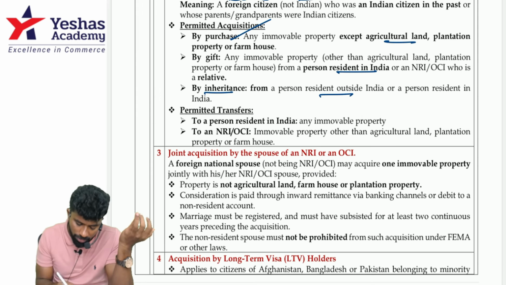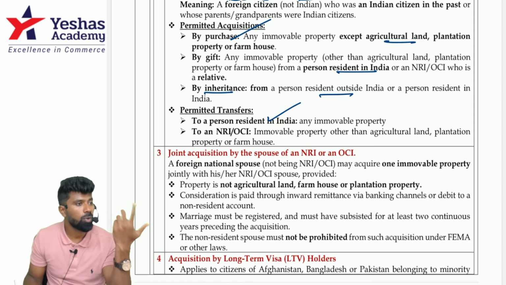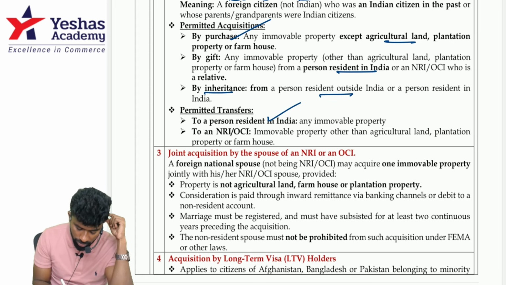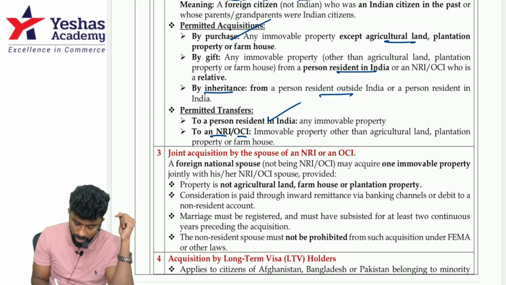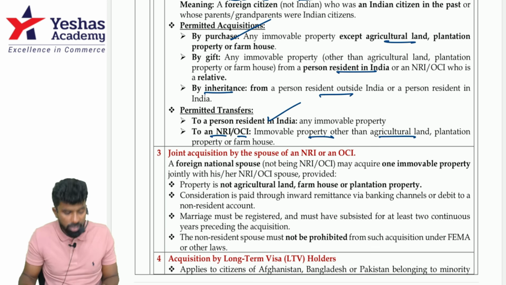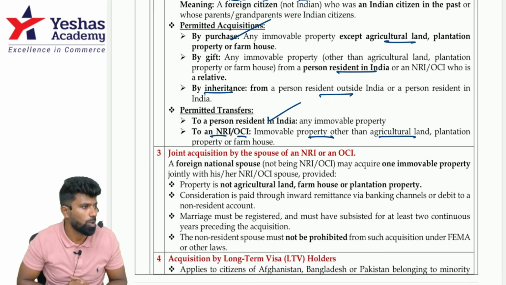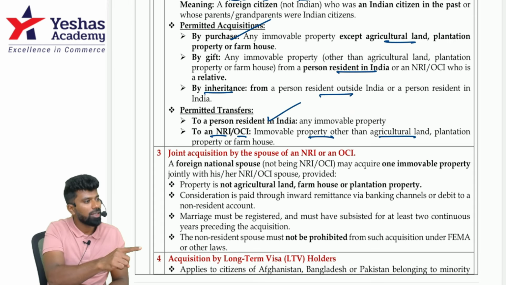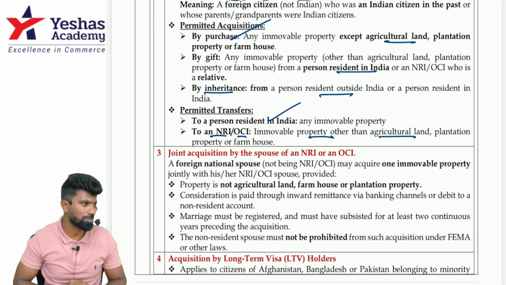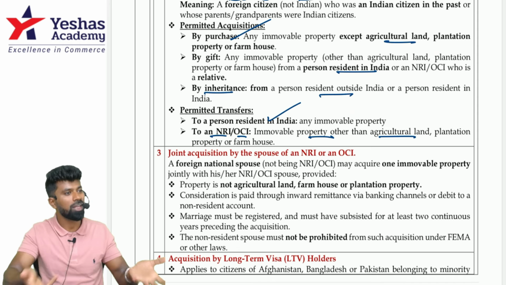Permitted transfer. Can they transfer to a person resident in India? What properties? Any property, including agricultural property. But however, to an NRI or OCI, immovable property other than what? Agricultural land, plantation property or farmhouses. If you interpret properly, this provision makes sense. Why? Because an NRI can transfer any property to an NRI except what property? Agricultural property. Because an NRI cannot acquire what property? Agricultural property.